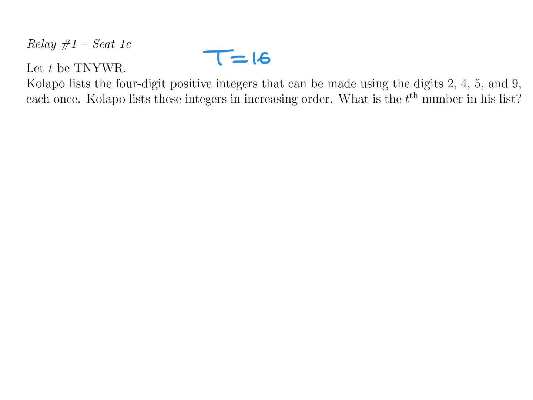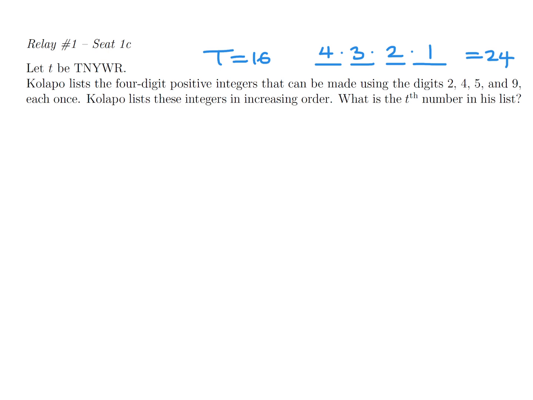Colapo lists the 4-digit positive integers that can be made using the digits 2, 4, 5, and 9 each once. Colapo lists these integers in increasing order. What is the T-th number in the list? So if you have 4 numbers, 4 choices for the first one, 3 choices for the second one, 2 choices for the third one, and 1 choice, and then you multiply them, there's 24 total numbers that can be made. And we want to organize them in increasing order.